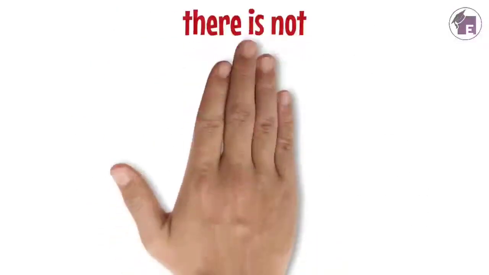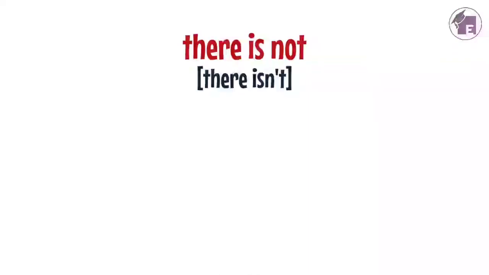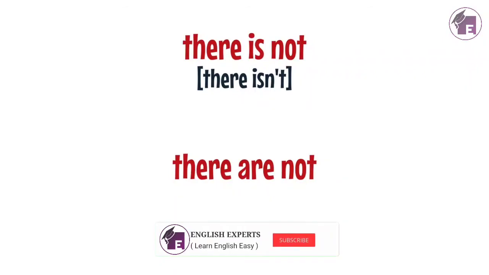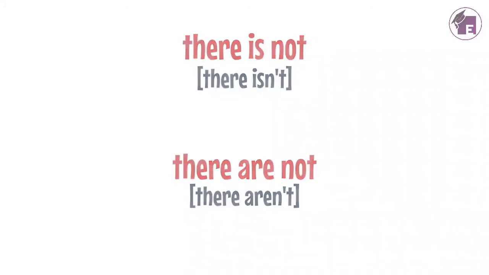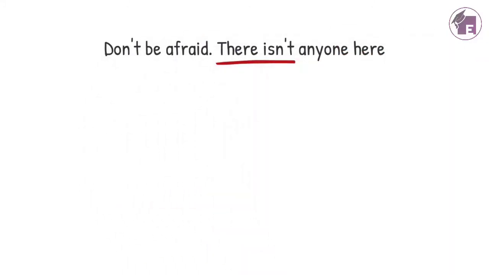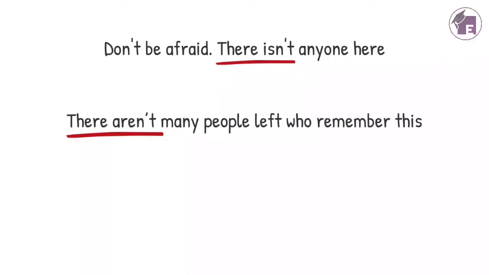And to make a negative, we use there is not, or its contracted form, there isn't. And there are not, or its contracted form, there aren't. Don't be afraid. There isn't anyone here. There aren't many people left who remember this.